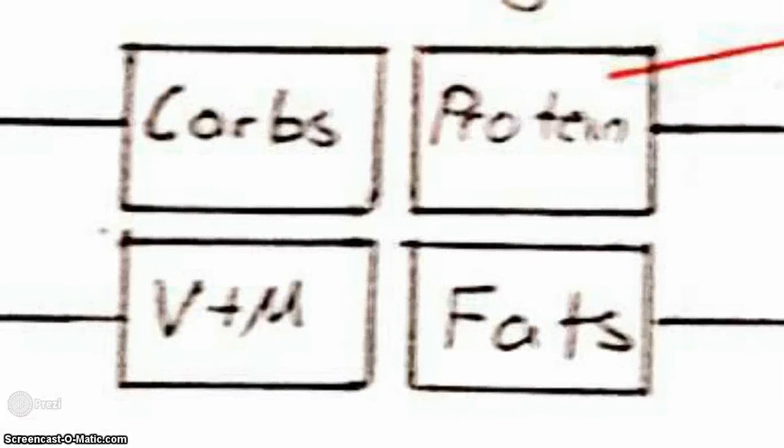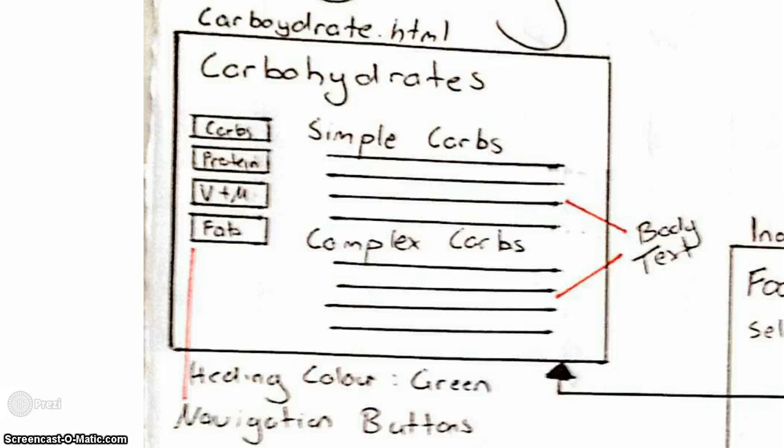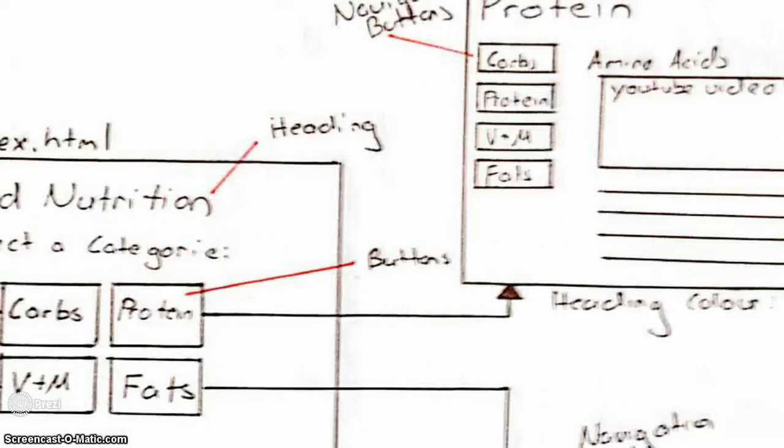Now, if we look at our buttons here, we can see this is going to lead to 4 different pages. So let's take a look at the carbs button. When I click on that button, it takes me to this section of the website. Once again, you can see at the top the name of the actual web page. You can see lines that represent the content on the page and headings of what the content's going to be about.